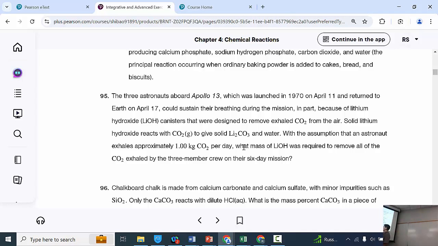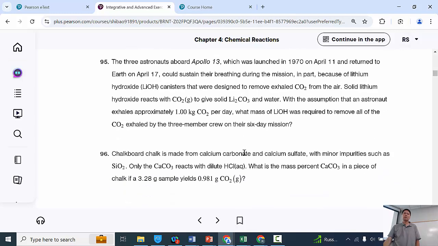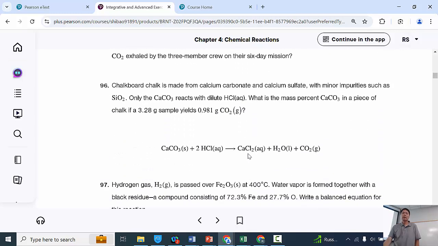Solid lithium hydroxide reacts with CO2 to give solid lithium carbonate and water, with the assumption that an astronaut exhales approximately 1.00 kilograms of CO2 per day. What mass of lithium hydroxide was required to remove all the CO2 exhaled by the 3-member crew on their 6-day mission? This is actually not difficult, this is just standard stoichiometry. The difficult thing is just writing the equation, and I don't know why they put this in the advanced section. This is just a standard stoichiometry problem. And so what we'll look for is something with twists on it.